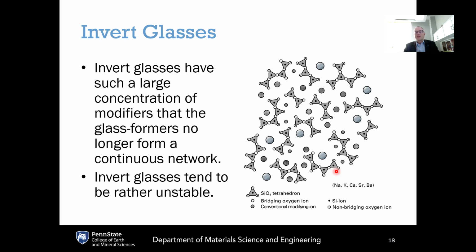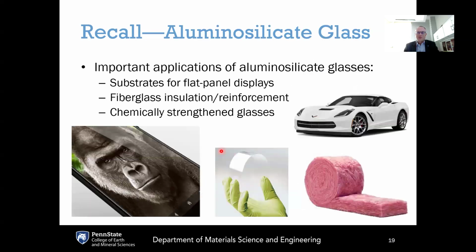And for invert glasses, these glasses no longer form a continuous network. So these glasses are highly unstable. They're basically just studied right now as a scientific curiosity, and they aren't really useful for any technological applications because they just degrade so quickly. They will corrode from the humidity of the environment, or they will crystallize easily.